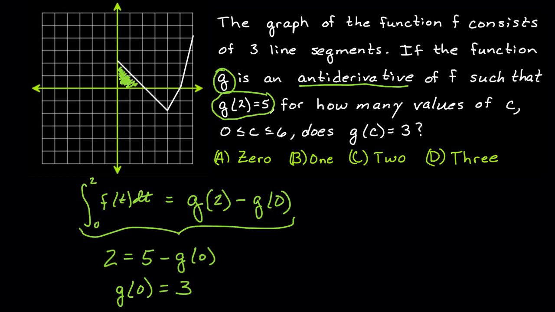Okay? So this says how many values of c does g of c equal 3? Well, here's 1 right here. We know g of 0 is equal to 3. So that's 1. Well, if you're starting with 3 and you add 2 right here, well, if you keep going, you're going to be subtracting 2 right there.